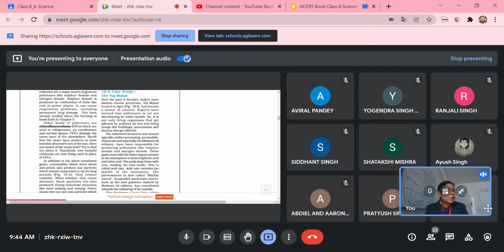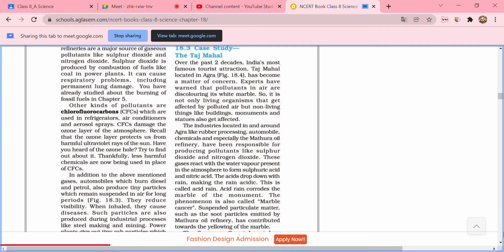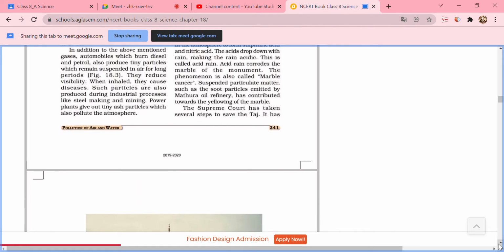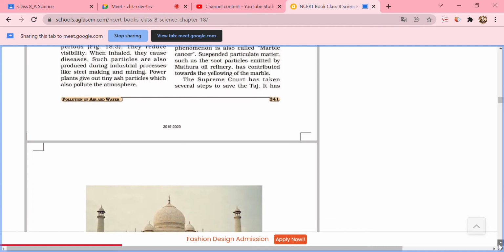Okay, so this is about the case study, and with that we have ended air pollution. Ma'am, the Supreme Court has told about acid rain. Just wait. Yes, Pratyush, continue. What are the steps that have been taken by the Supreme Court?